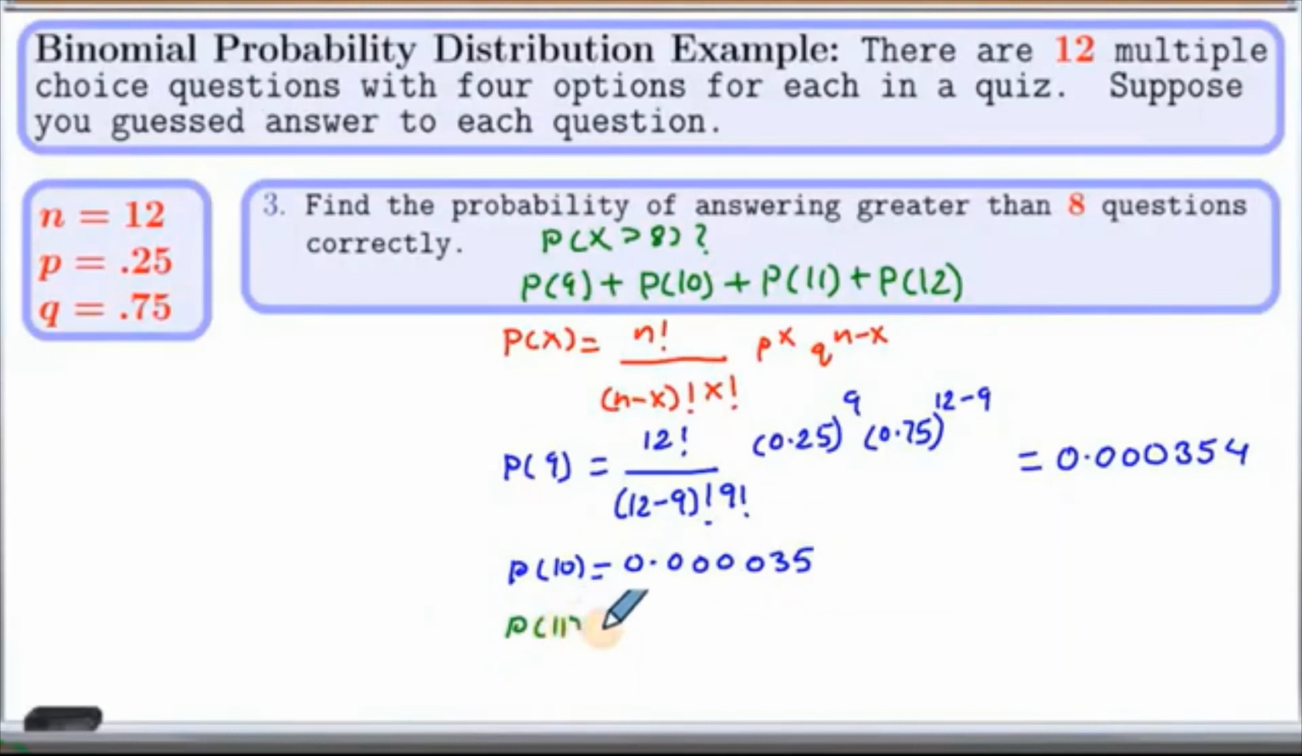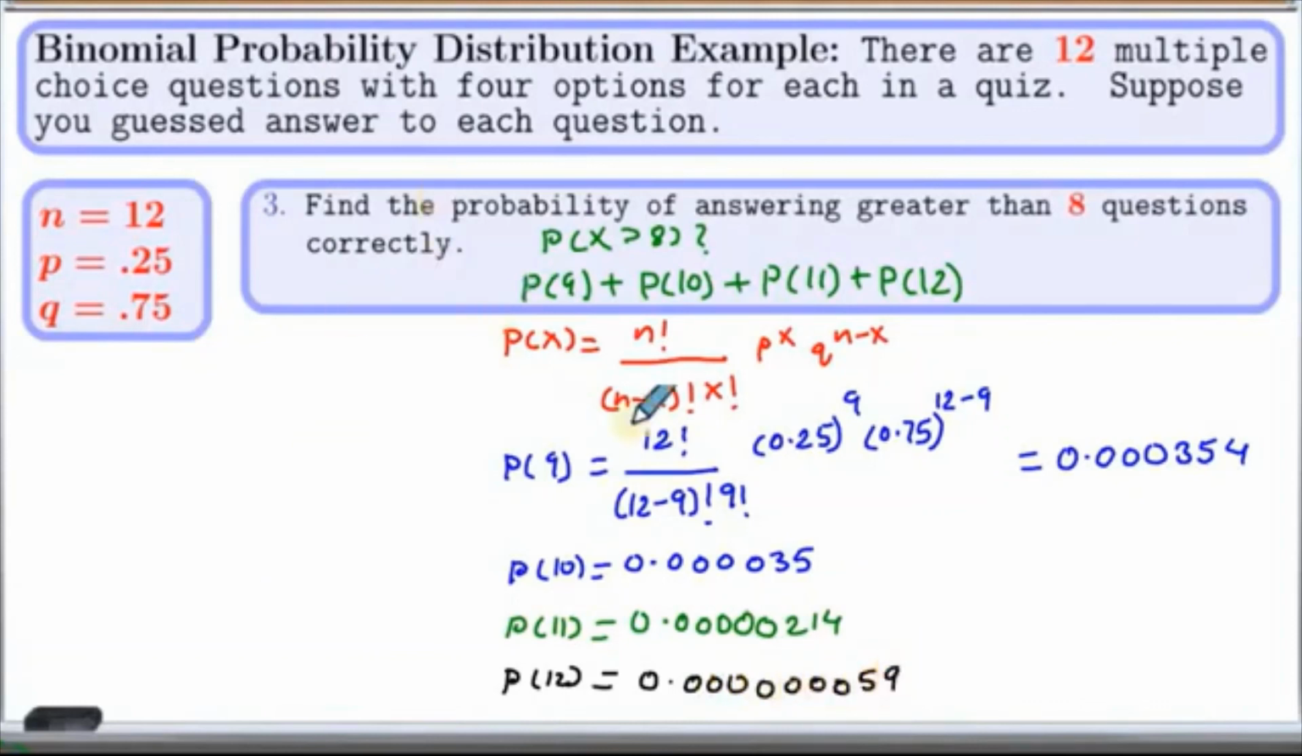Probability of 11 equals 0.00000214. And finally, probability of 12 equals 0.00000059. Now, all we need to do is add these probabilities, that is probability of 9, probability of 10, probability of 11, and probability of 12.